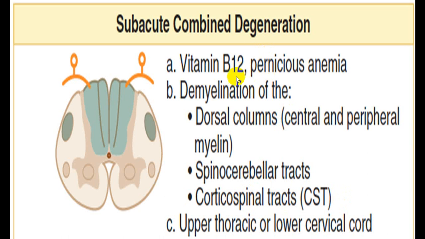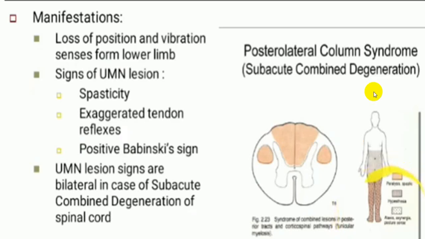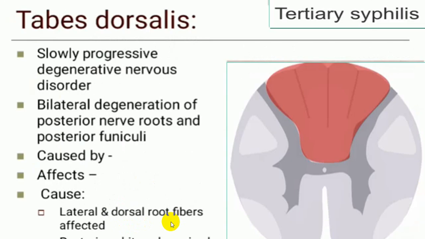So in subacute combined degeneration, you can have the dorsal column gone, spinocerebellar tract involved, corticospinal tract involved, and it is mainly involvement of the upper thoracic and lower cervical cord, and that is a peculiar involvement in a case of subacute combined degeneration. So below the level, spasticity, exaggerated reflexes, bilateral plantar reflex extensor, and you will have a loss of position and vibration, that is posterior column gone below the level of lesion, and upper motor neuron lesions will be bilateral in case of subacute combined degeneration. That will be very peculiar.